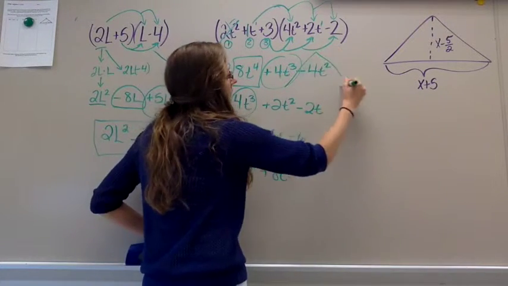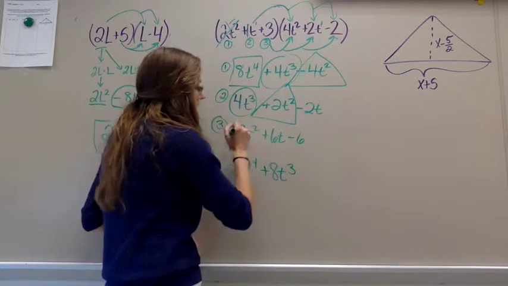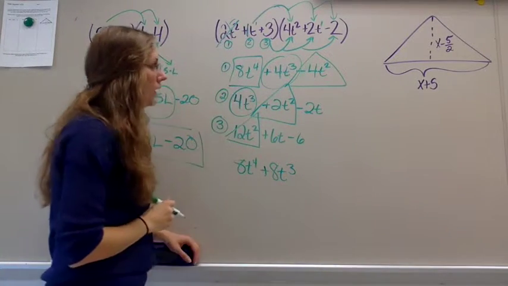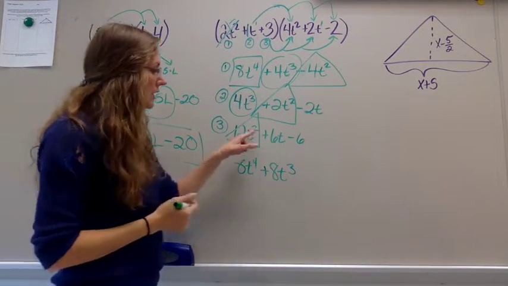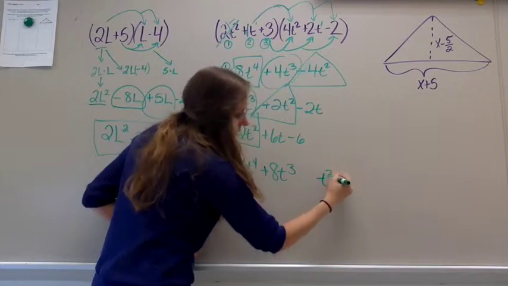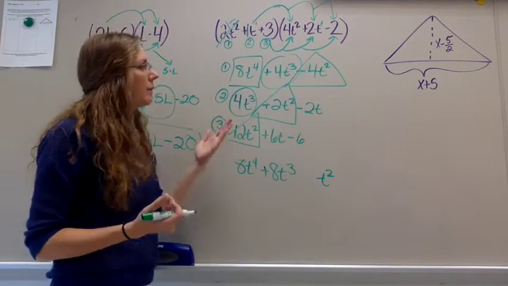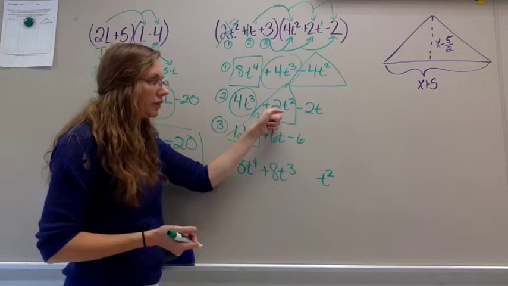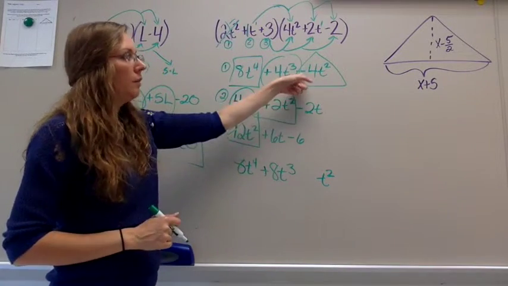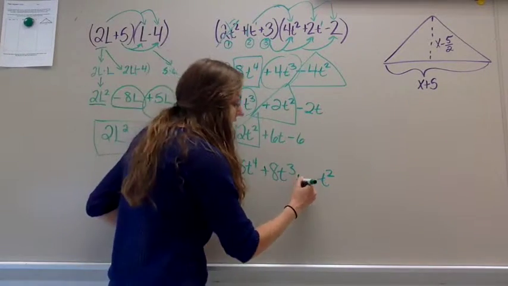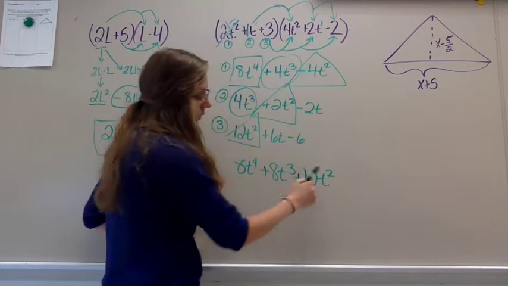Next, I have squares. Again, I'm going to keep my t squared. I'm just trying to figure out my coefficient. I have 12 plus 2, 14, minus 4 is positive 10, t squared.